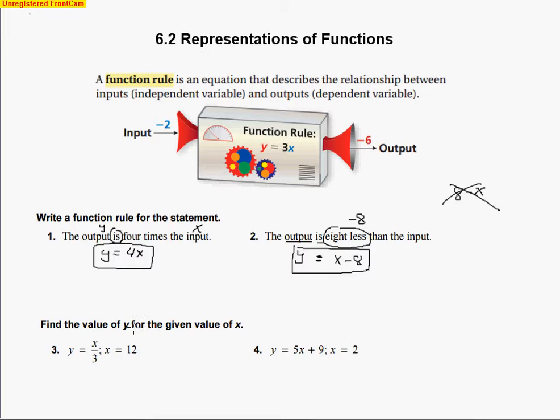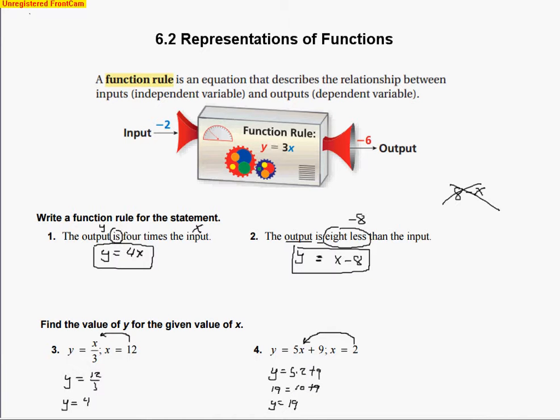Well, here we're trying to find some values of y given the input value of x. And so we're just going to substitute, put 12 in place of x, and see what we get. So y equals 12 over 3, which just gives us 4. And over here, if I had y equals 5x plus 9, I'm substituting the 2 in for x. And so I have y equals 5 times 2 plus 9. And so that leaves me with 10 plus 9, which ends up being 19. And so y is 19 when x is 2 in that equation.